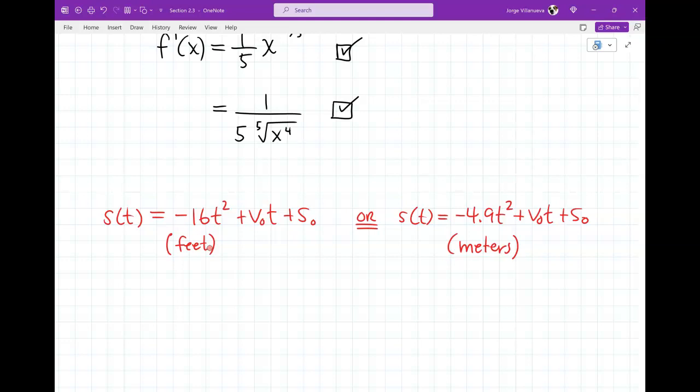Because the original formula without any type of number looks like this. s of t is equal to 1/2 a t squared plus v naught t plus s naught. That's the actual formula. But since a is negative, that's how we get the negative there. And then depending on whether you're dividing 32 or 9.8, that's how you get 16 or 4.9. So make sure you know that.